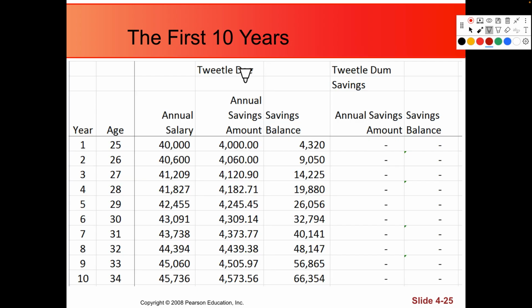So here's Tweedledee, starting salary at age 25, $40,000, putting 10% away, and their employer puts it away for them. So this money grew to be $4,320 by the end of the year. They only put $4,000 in, but they've made $320. Not really exciting yet, but let's see how things go. Tweedledum says, I'll get to my savings plan later. So 10 years, nothing going on here.